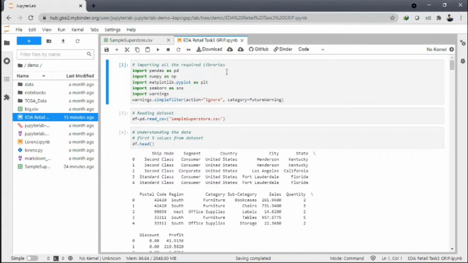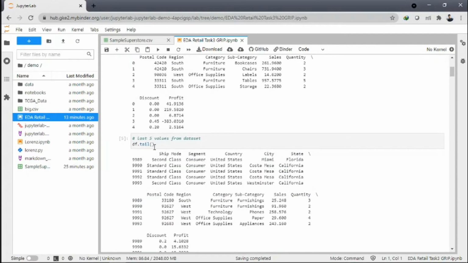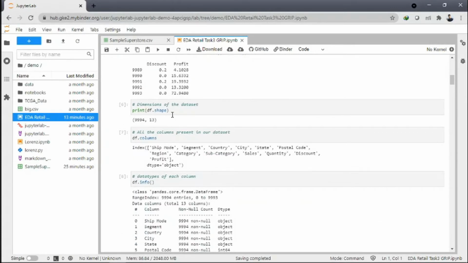So here we are importing all the required libraries: pandas, numpy, matplotlib.pyplot, seaborn, and warnings to ignore the warnings. And here we are reading the dataset using read_csv, and this is our dataset file, that is sample superstore.csv. And here we are getting the first 5 values from the dataset using the head method. Similarly, using the tail method, we are getting the last 5 values from the dataset. And here we are seeing the shape of the dataset that we have. So it's 9994 by 13.